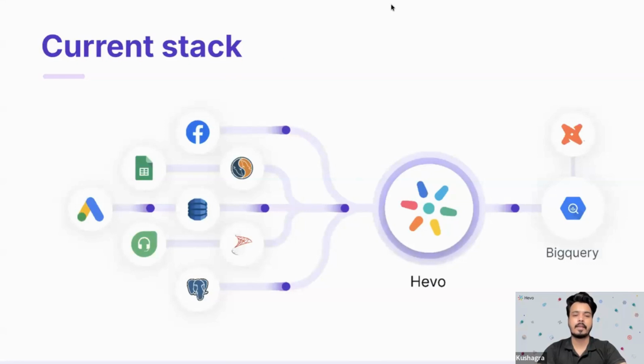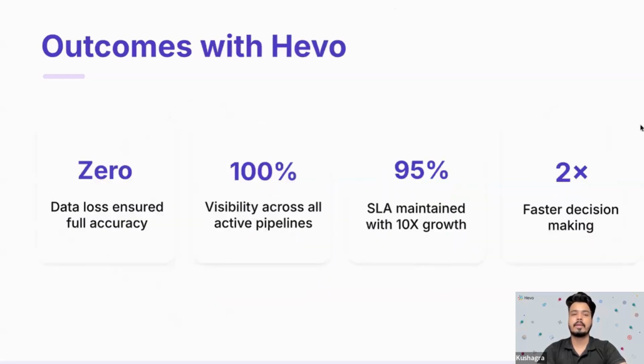So this is how the current stack looks like. We integrated Hevo, and you can see all of the different sources which had native connectors. The results were significant with this because with Hevo, when you are stitching everything together, what we ensure for you is zero data loss, ensuring complete accuracy, trust, and reporting, some visibility across your pipelines so that your troubleshooting is dramatically faster. You can also see that SLA maintenance of with 10x growth.